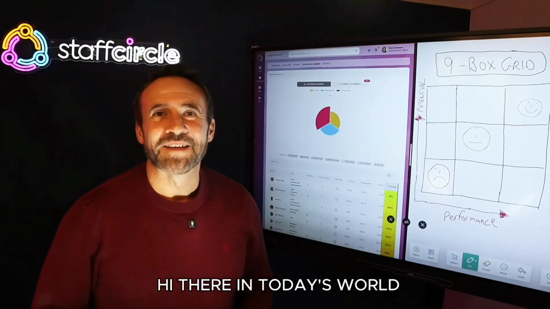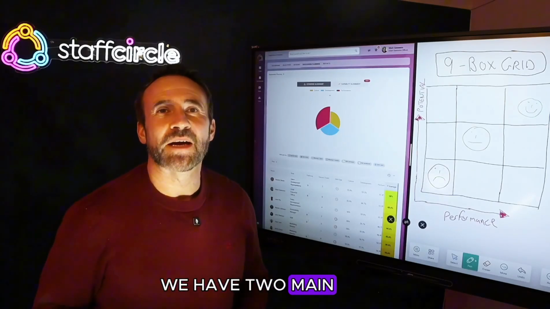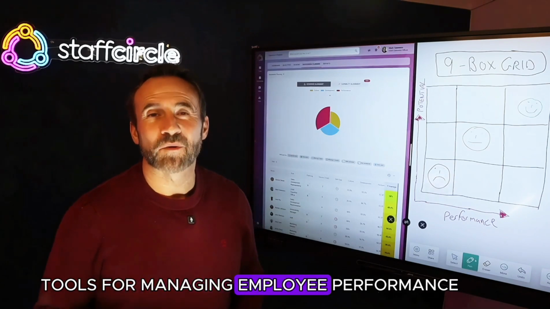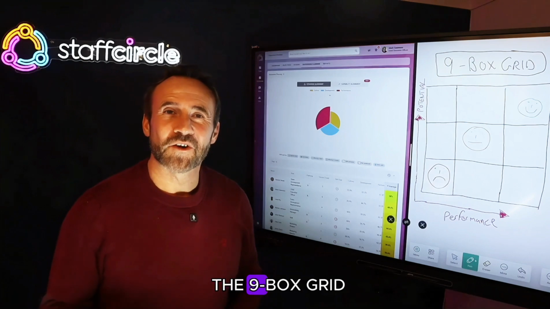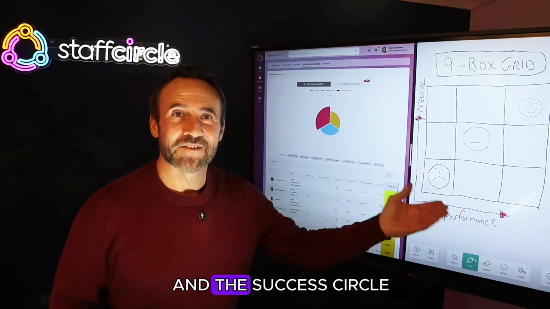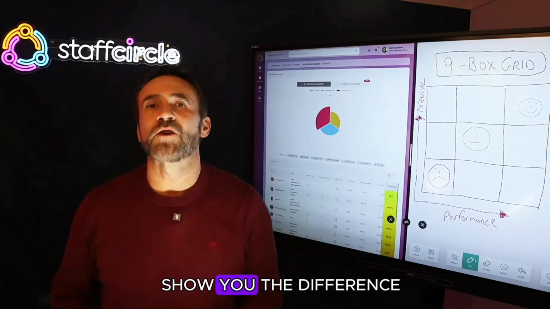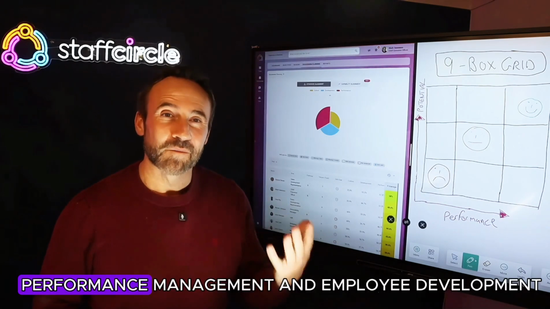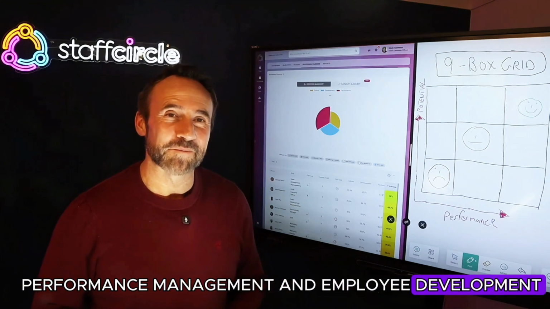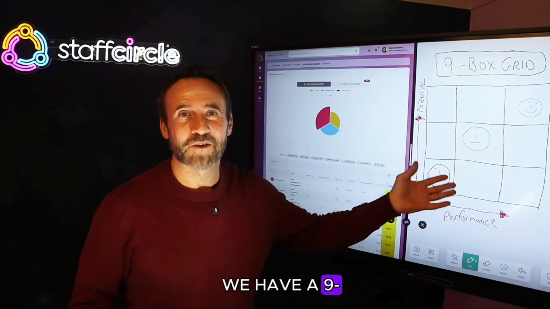Hi there. In today's world, we have two main tools for managing employee performance, development and succession planning: the 9box grid and the success circle. So I'm going to show you the difference between these two tools for succession planning, performance management, and employee development. Now, on this side, we have a 9box grid.